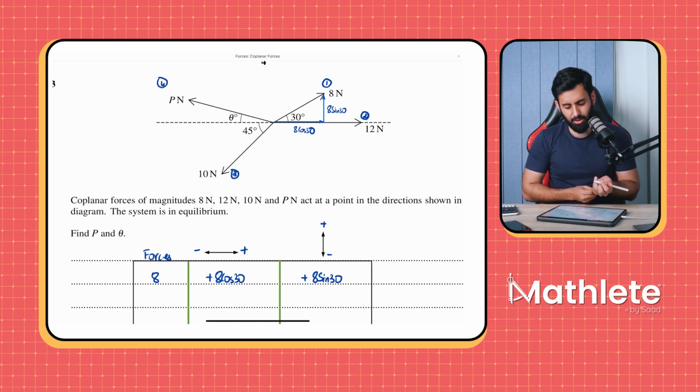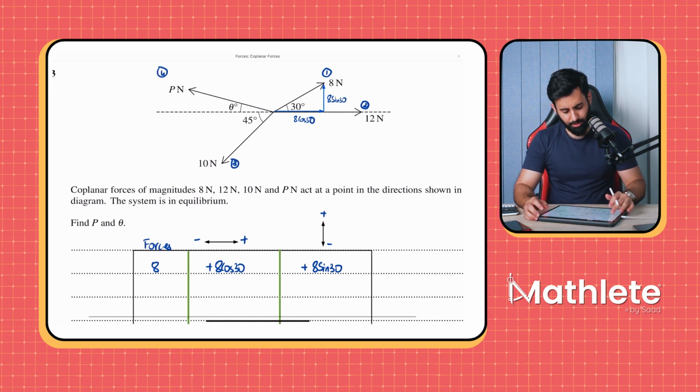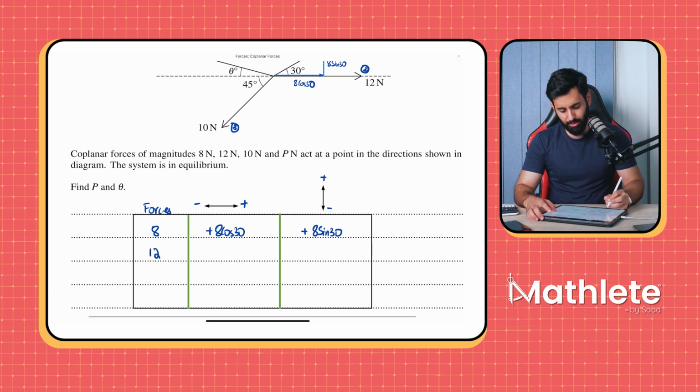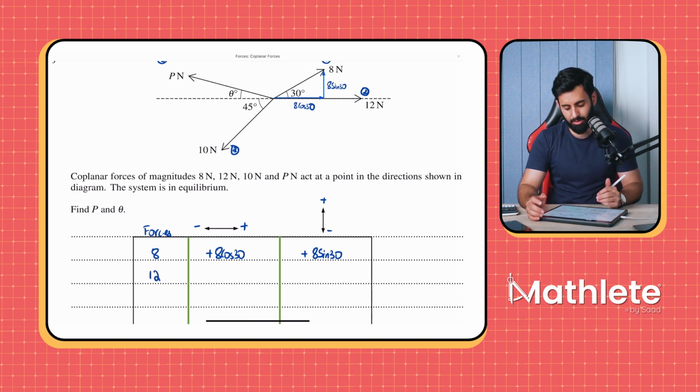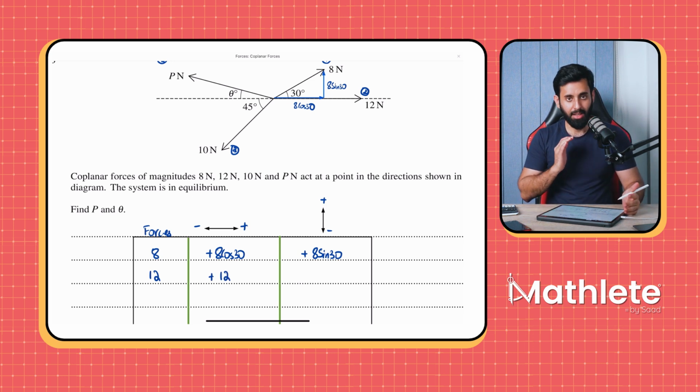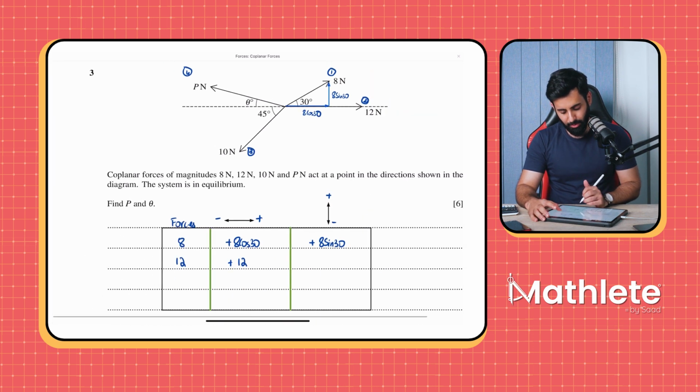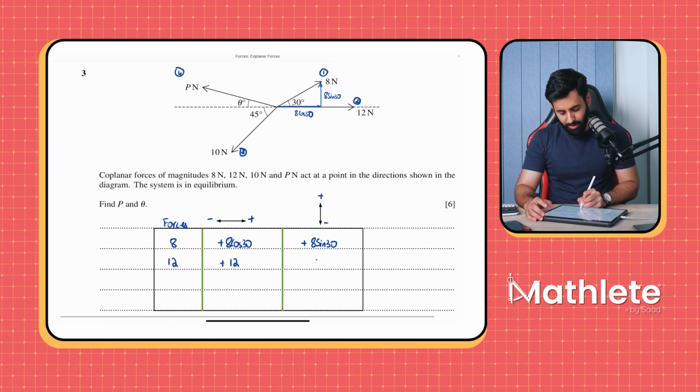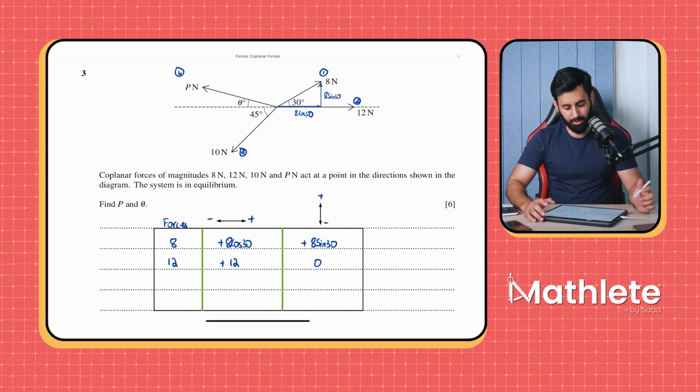Okay. Then let's talk about the second force, which is the 12 Newton force. Now, the good thing about this 12 Newton force is that it just has a horizontal component, which is itself, because it's not acting at an angle, it's acting horizontally. So that's it. There's nothing to worry about. Now, as far as the vertical component goes, it's equal to 0.